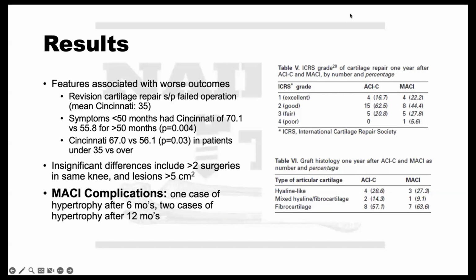One of the things that they also mentioned is that they had about 3 cases of MACI complications, which was hypertrophy at 6 months, and 2 cases of hypertrophy after 12 months. It was insignificant in terms of their data analysis, but I think it's important to mention, even if it's not statistically significant. They did the graft biopsy and the ICRS scales as well on the arthroscopic, and it was pretty similar. At about 1 year, they still had a good amount of fibrocartilage, and most of the ICRS grades were in the good range for both groups.